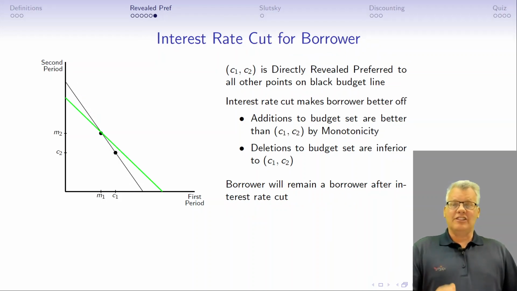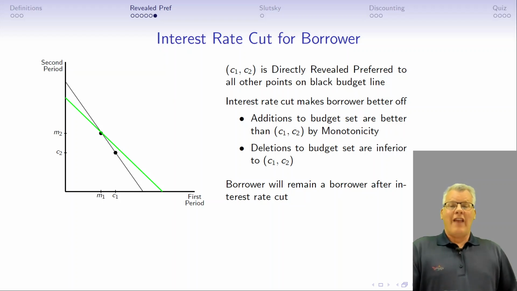If we have someone who is a borrower and they face a cut in the interest rate, we know that the borrower will be made better off. The reason why is their original consumption point, C1, C2, is interior to the new budget set, represented by the green line. And the points that are deleted from the budget set, the triangle to the northwest of M1, M2, are points that are not as good as C1, C2, right?